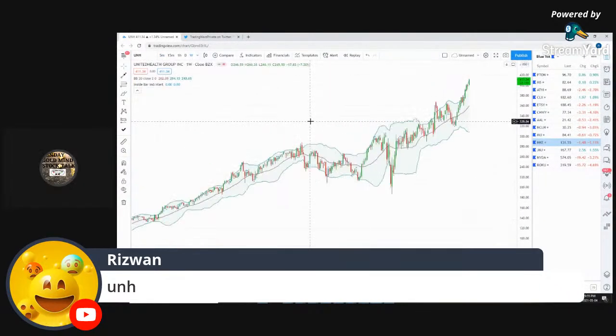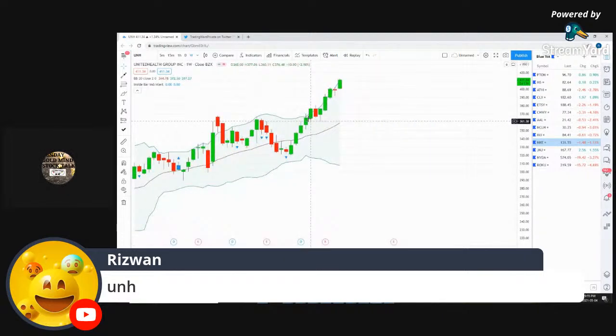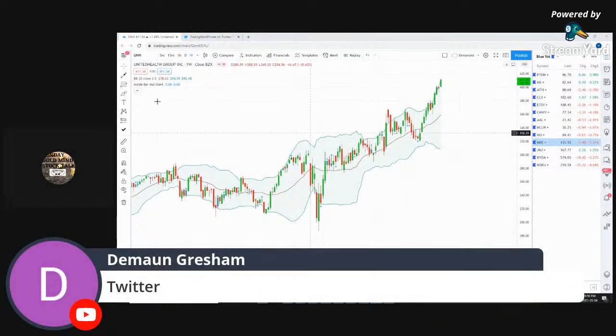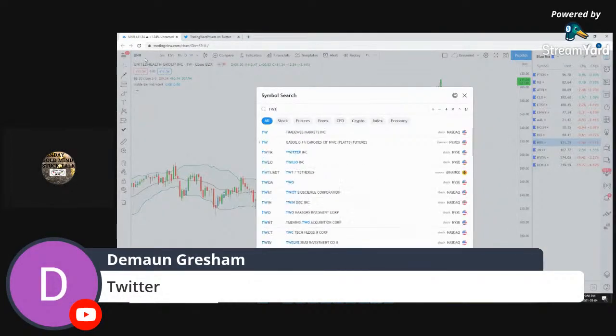Yep, so just another bullish week, very powerful. As long as this low can hold at 402, I think we just continue higher. So definitely looking good. Damon says Twitter.